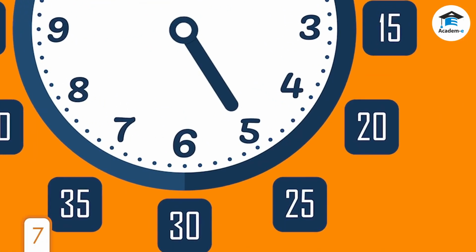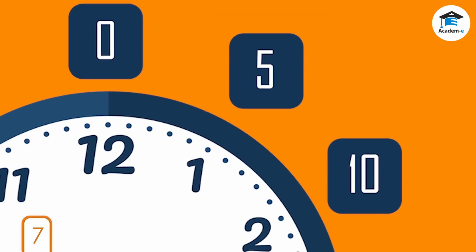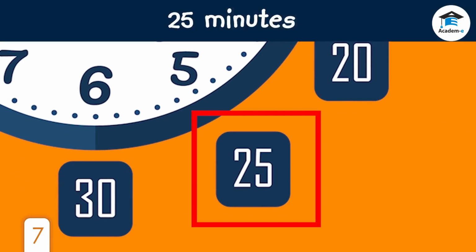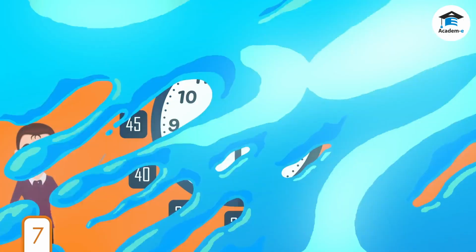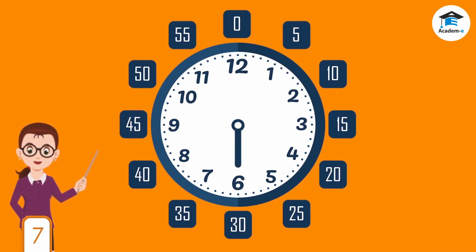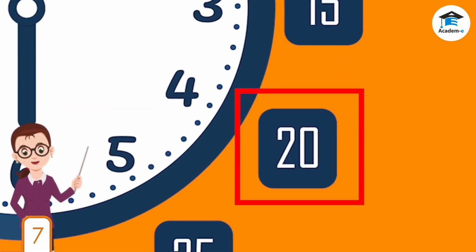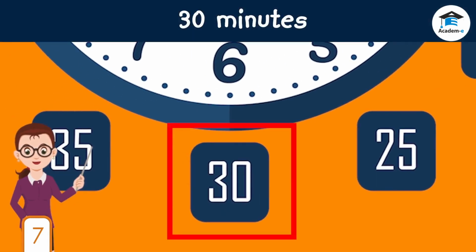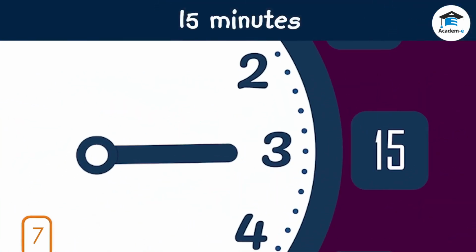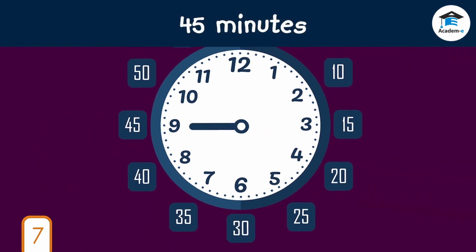For example, the long hand is pointing to number 5. Let's skip count by 5 until we reach the 5. 5, 10, 15, 20, and 25. It means 25 minutes. Here's another example. The long hand is pointing to number 6. Let's skip count by 5 until we reach 6. 5, 10, 15, 20, 25, and 30. It means 30 minutes. If it's pointing to number 3, it is 15 minutes. If it is pointing to number 9, it means 45 minutes, and so on.